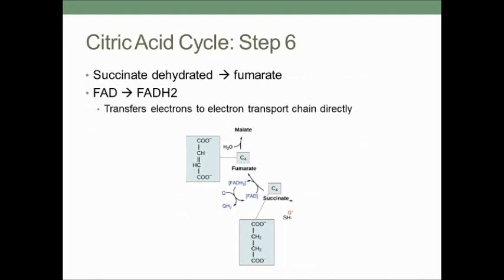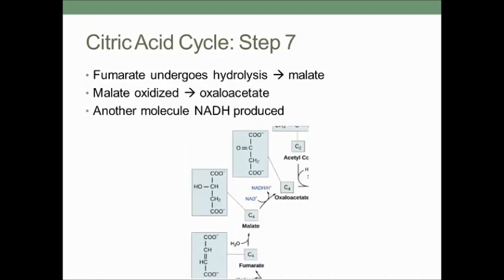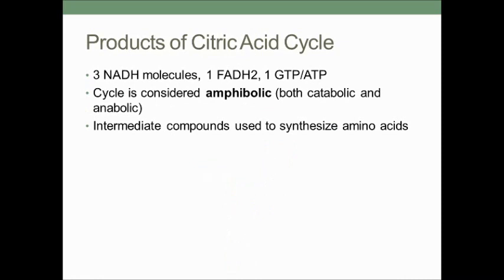In step 6, that succinate is dehydrogenated to form fumarate. FAD becomes reduced into FADH2, and those electrons that are transferred there go straight to the electron transport chain, which we will talk about in just a few moments. In step 7, fumarate undergoes hydration to become malate, and then malate becomes oxidized to form oxaloacetate, our beginning product. Another molecule of NADH is produced here. So overall, we made 3 NADH molecules, 1 FADH2, and 1 GTP or ATP.